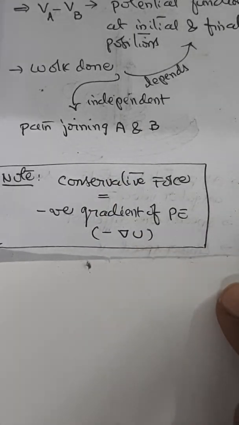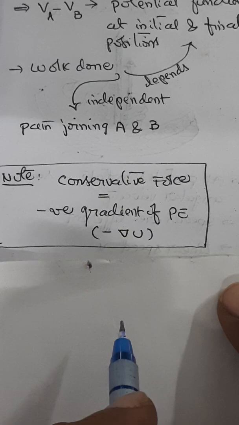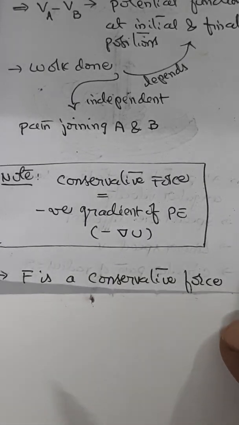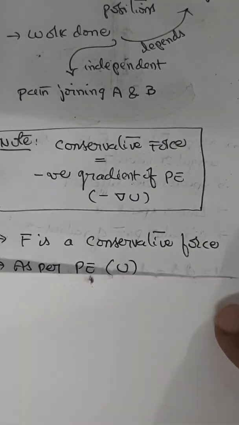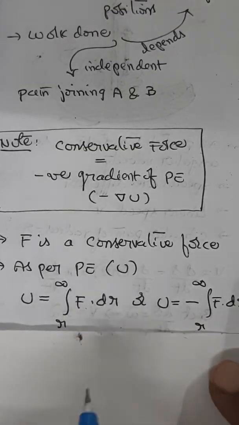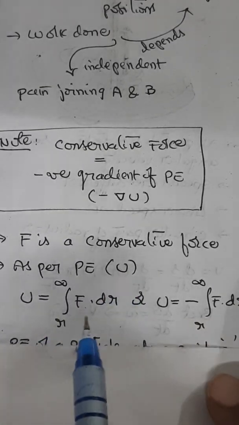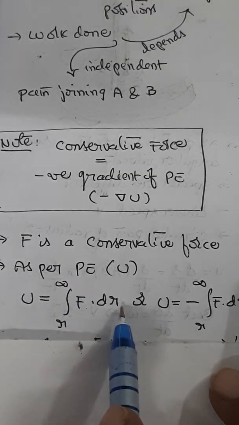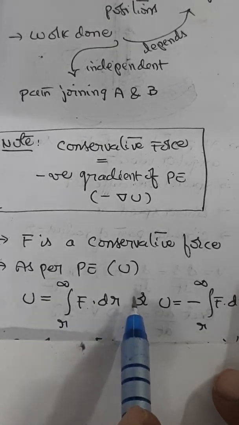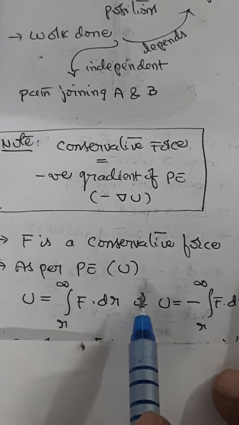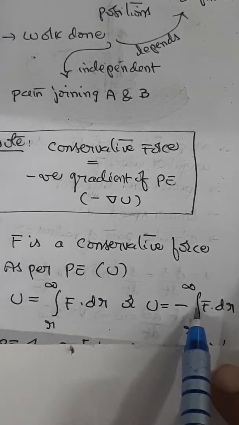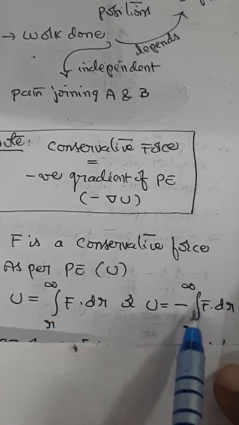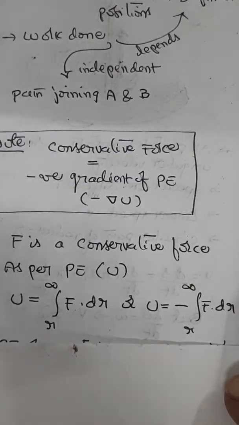Therefore, U will be the integral of F dot S between the limits R to infinity. R is the distance, infinity is the ultimate limit. So if F is a conservative force, as per the definition of potential energy, which is represented as U, U can be defined as the integral from R to infinity of F dot dr. Of course, because it is a conservative force, it is to be minus F dr. So, U is equal to minus the integral from R to infinity of F dr.